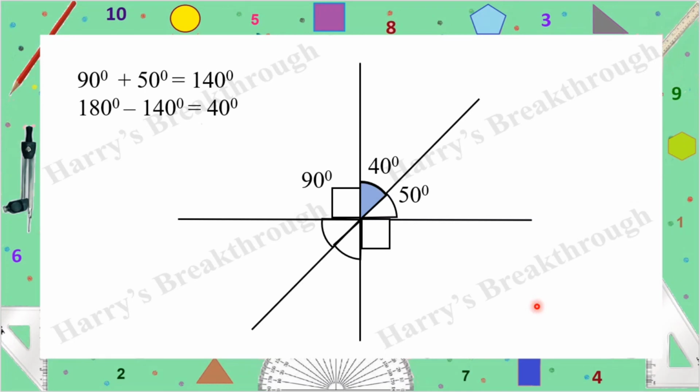And here we can see the other three angles are opposite of the above angles. So here these two angles are opposite angles. And these two are 90 degrees. And here these two blue angles are opposite angles. Therefore this angle will be 40 degrees. And here these two angles are opposite angles. So this will be 50 degrees.